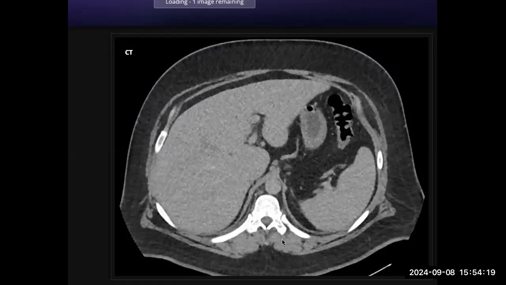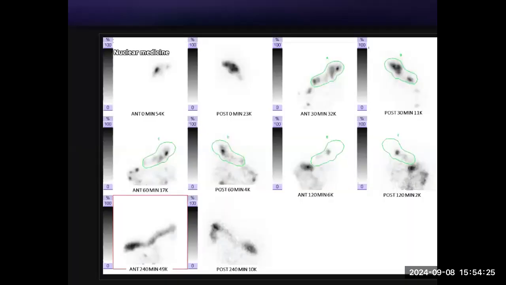Thank you. So we'll go to the discussion of the case. The first case was emphysema, and this nuclear scan is called gastric emptying scan.